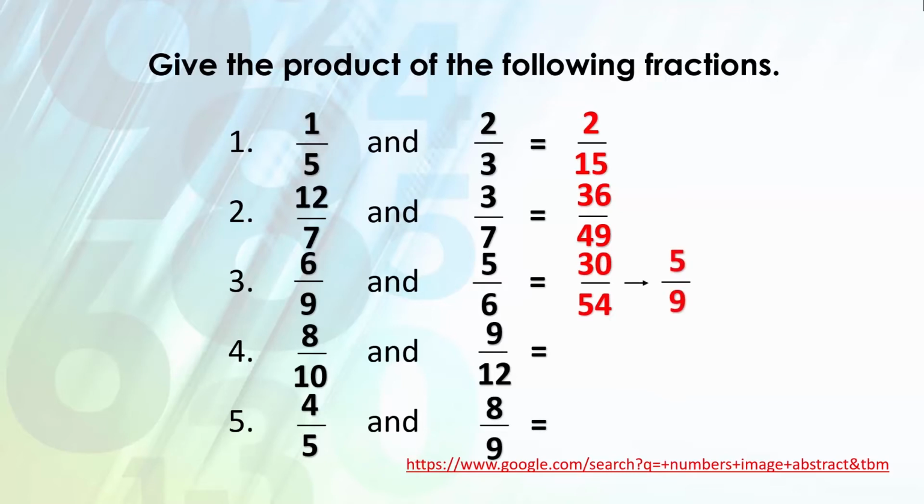Number 4, 8 over 10 and 9 over 12. The answer is 72 over 120 or 3/5. For number 5, 4 over 5 and 8 over 9. Correct. The answer is 32 over 45. Quick thinking. Very good. Now let me show you a fraction diagram.